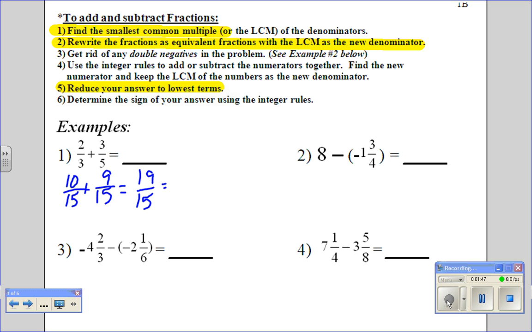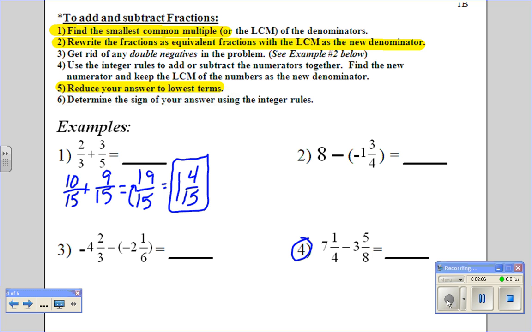So you ask yourself, 15 goes into 19 how many times? One whole time. When I take 15 away from 19, I have 4 15ths remaining. That is your final answer for this problem. Okay, we're skipping 2 and 3 for right now. We're going to go to number 4.